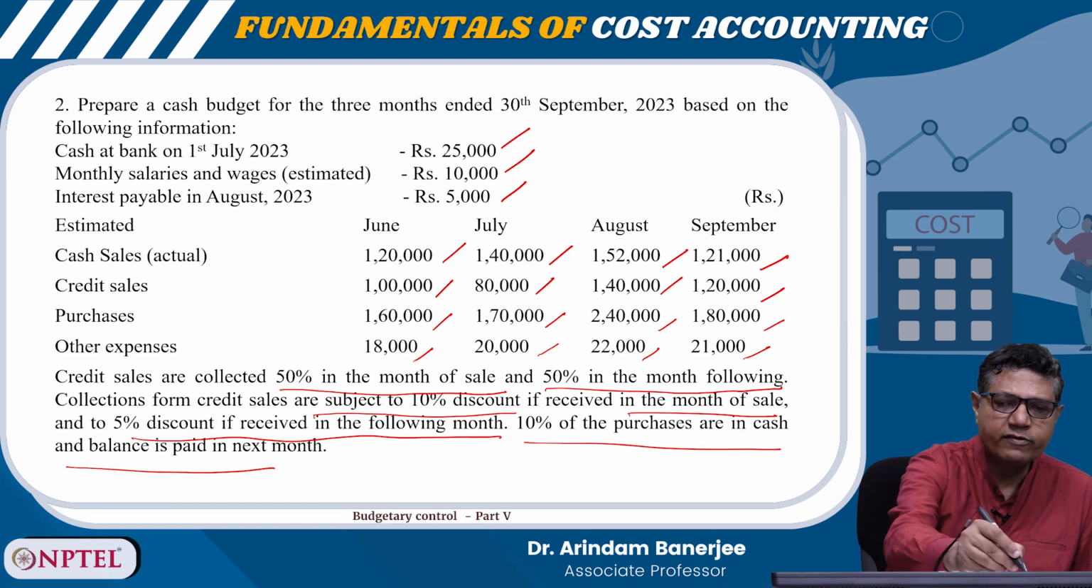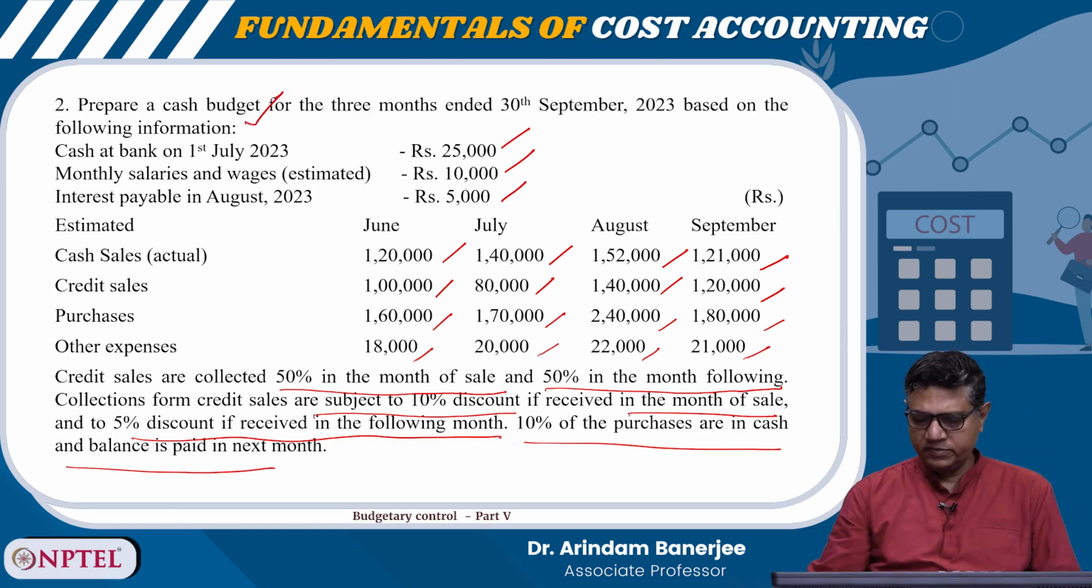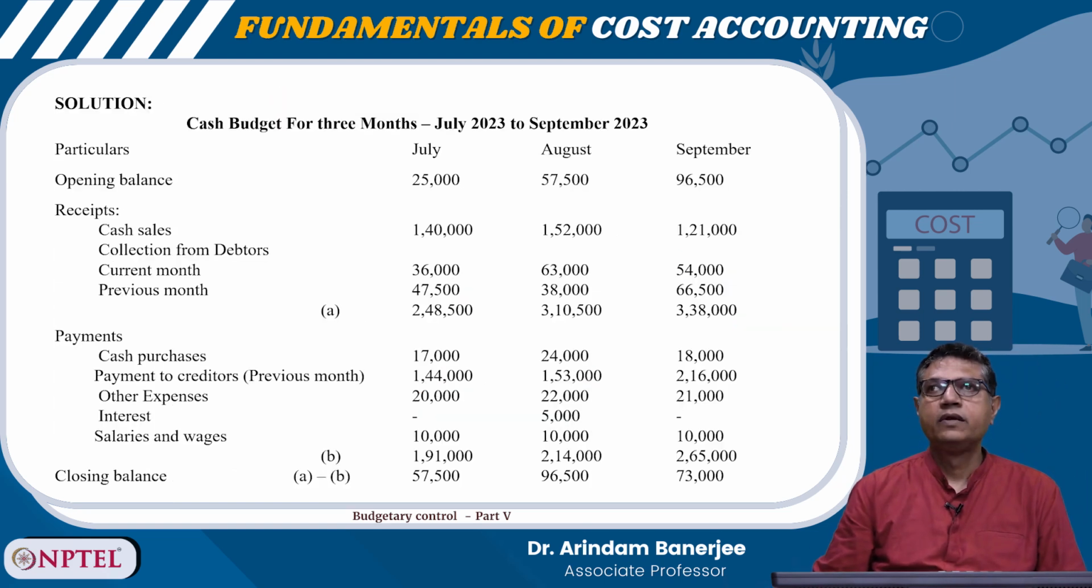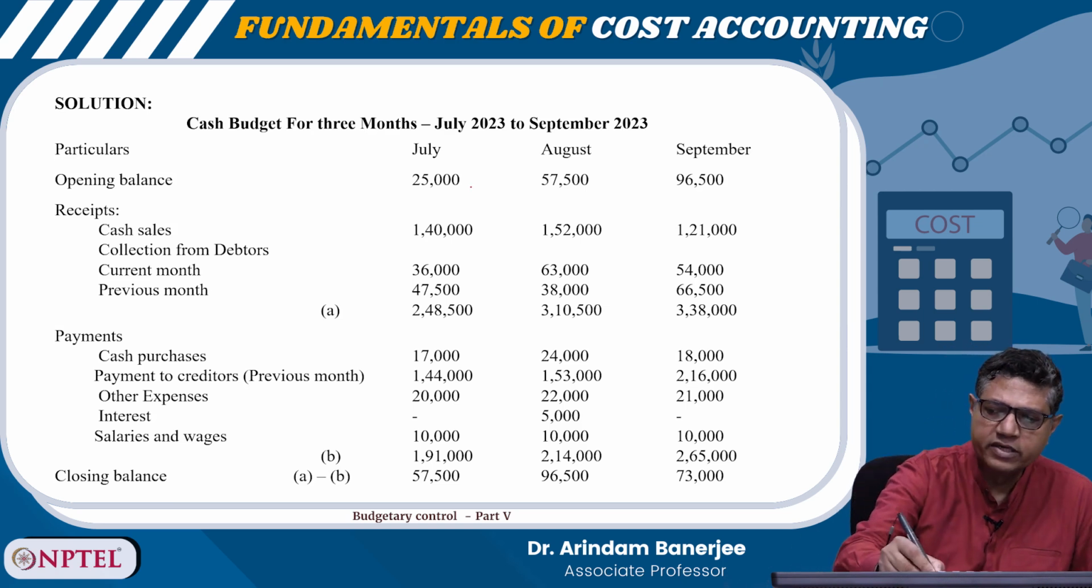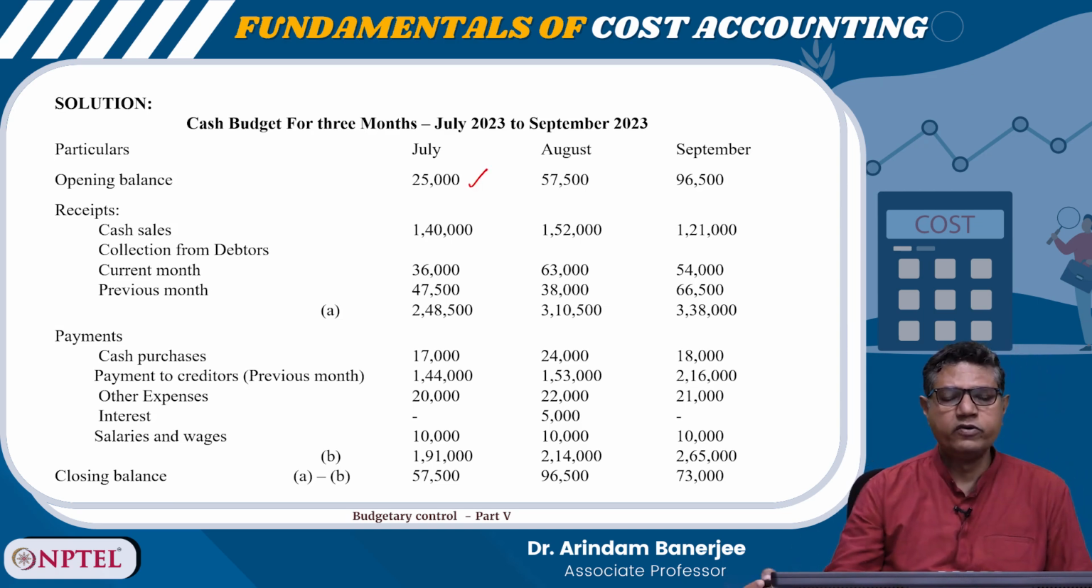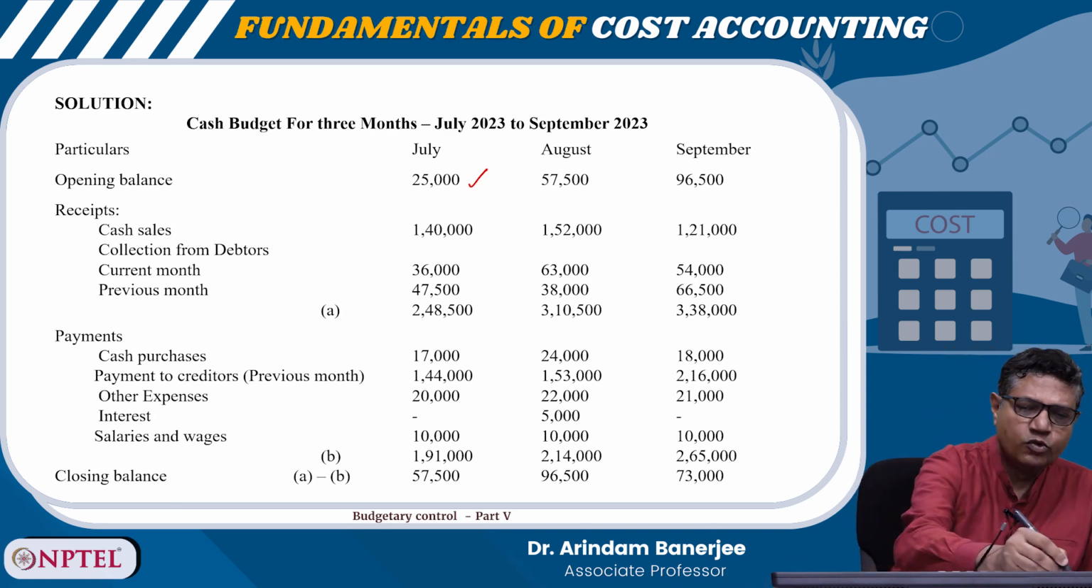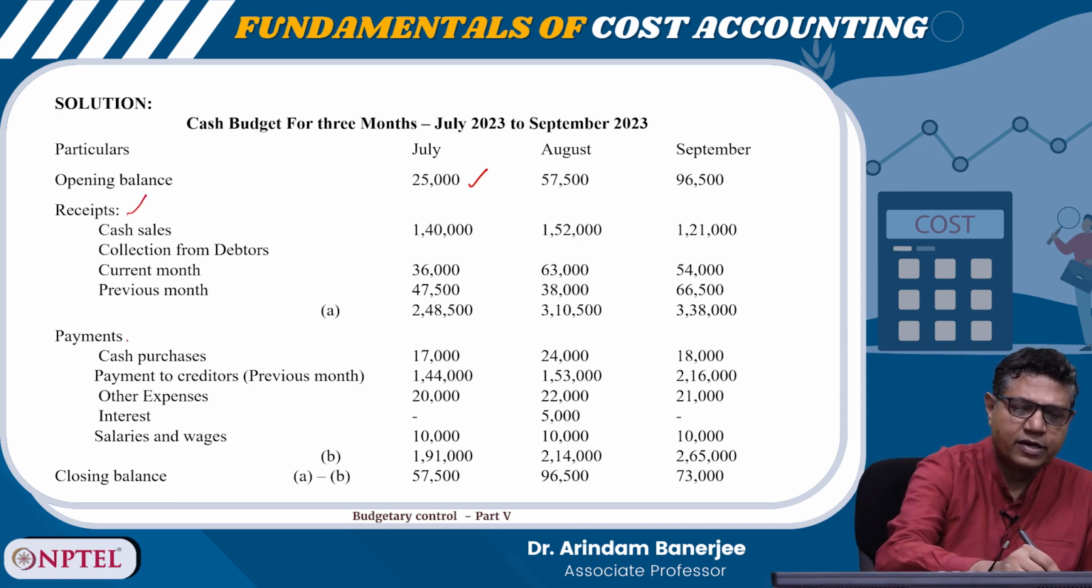What we have to do is prepare one cash budget. Okay. So, cash budget for 3 months, July, August and September, right. So, opening balance 25,000 in July, right. So, what we will do? We will first note down the receipts and then we will note down the payments.